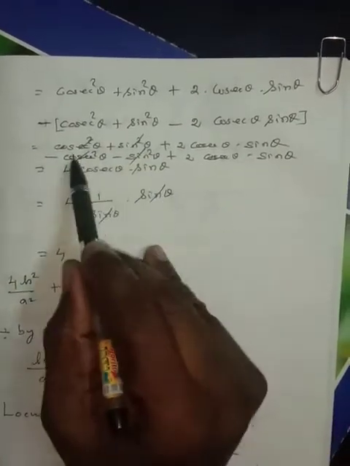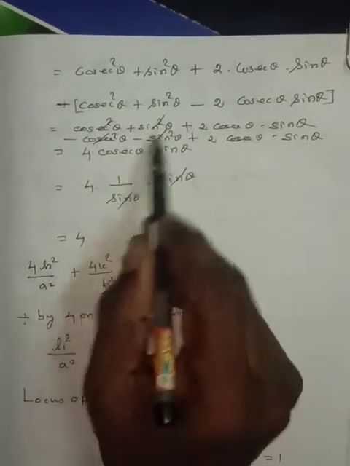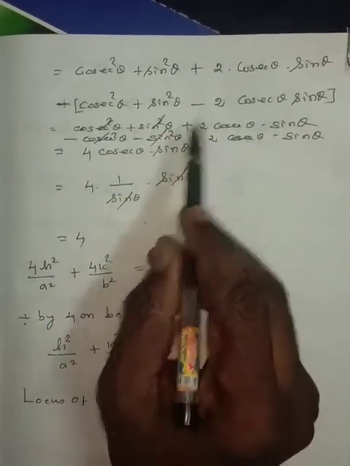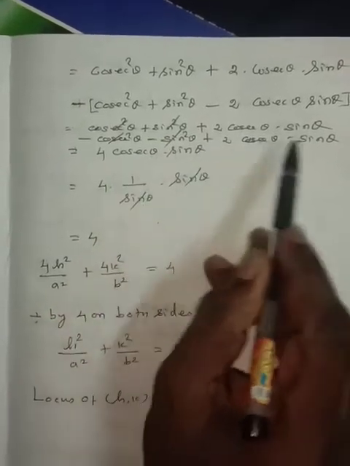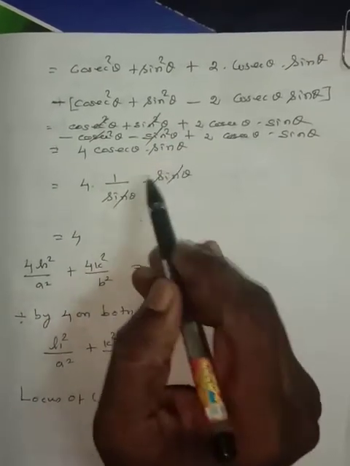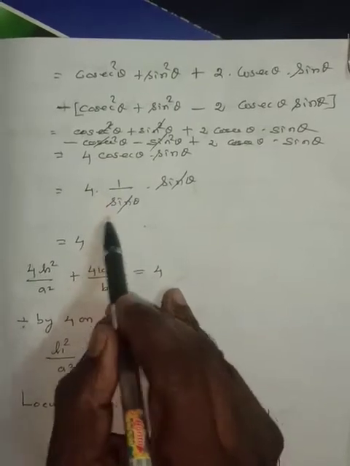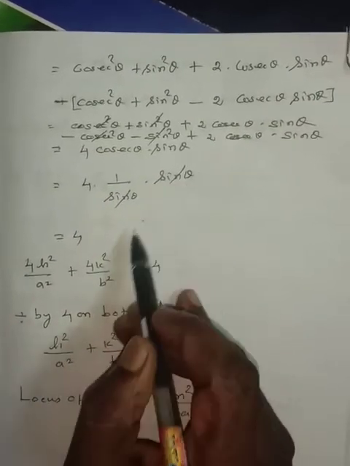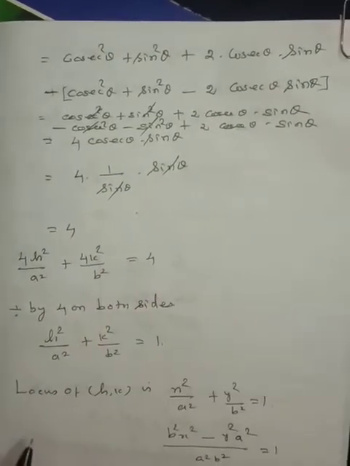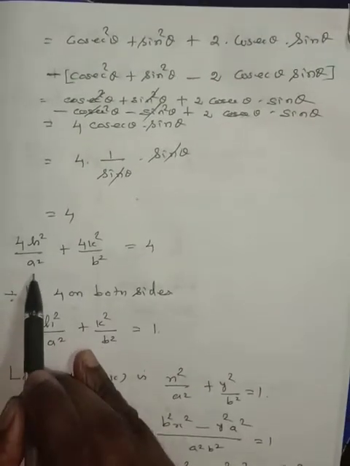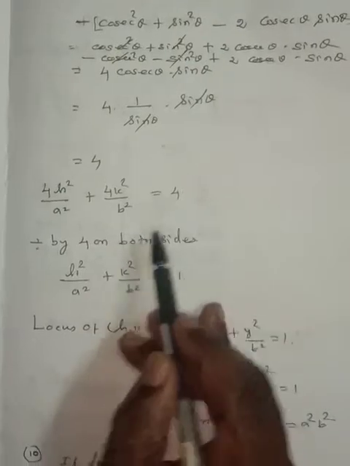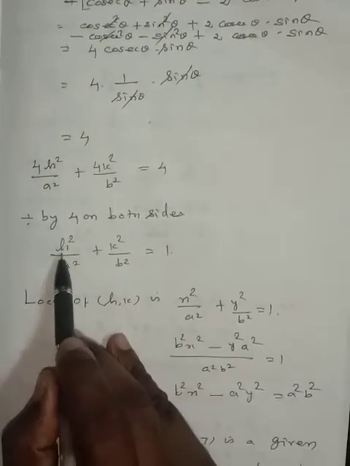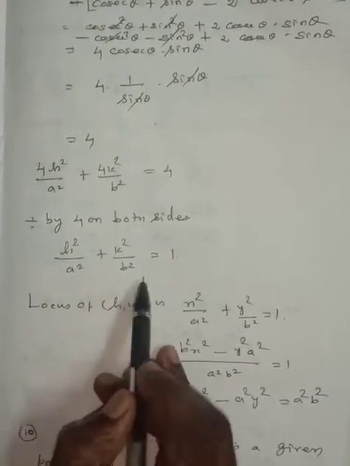Now cancelling cosecant square theta minus cosecant square theta, sin square theta minus sin square theta, we have 2 2s are 4 cosecant theta sin theta. Cosecant theta means 1 divided by sin theta, so sin theta cancels, and we get 4. Now 4h square divided by a square plus 4k square divided by b square is equal to 4. Dividing by 4 on both sides, we have h square divided by a square plus k square divided by b square is equal to 1.